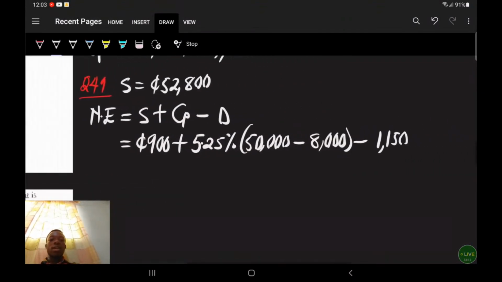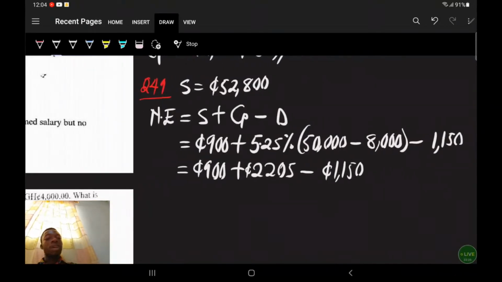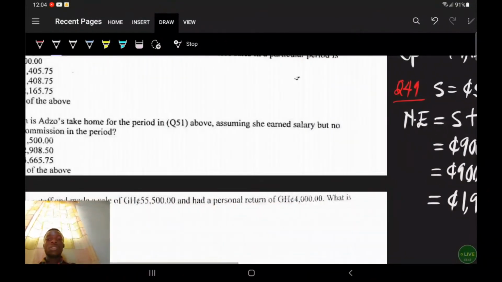So at the end of the day, once you do this, you should be able to arrive here as well. Sorry, there was a technical challenge, so I needed to correct it. So 900 plus 5.25% on this is going to be on 2,205. Is that okay? Then minus 1,150 as a draw for that staff. In this case, with your calculator, you should be able to arrive at 1,955 as an answer to question 49.